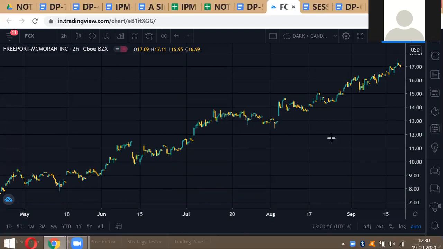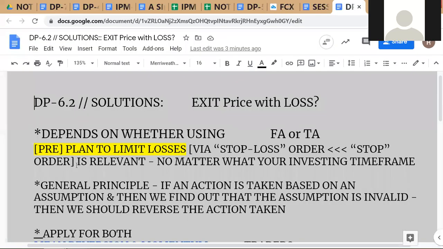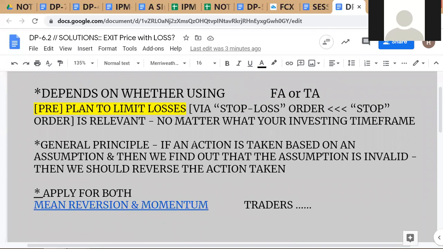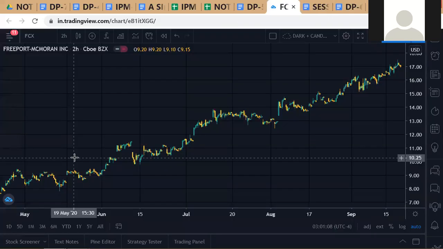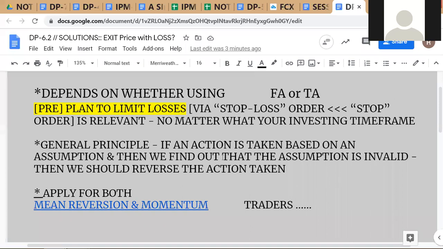Right. Now, where do you exit the position? General principle? What is my action here? My action is to buy FCX. What is the assumption here? The assumption is that the uptrend in FCX is going to keep on moving higher. Okay. Now, obviously, if I find out the assumption is invalid, then I should reverse the action taken. That means I should sell my position.